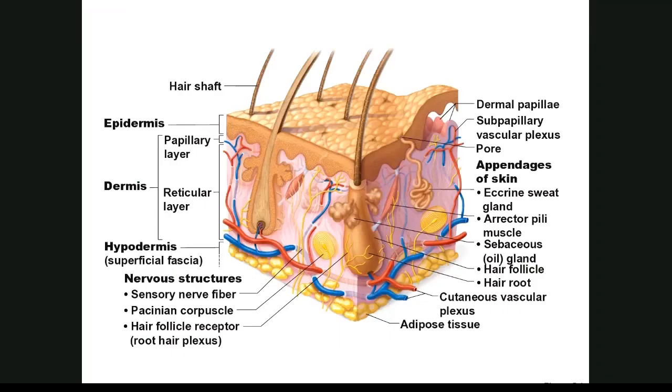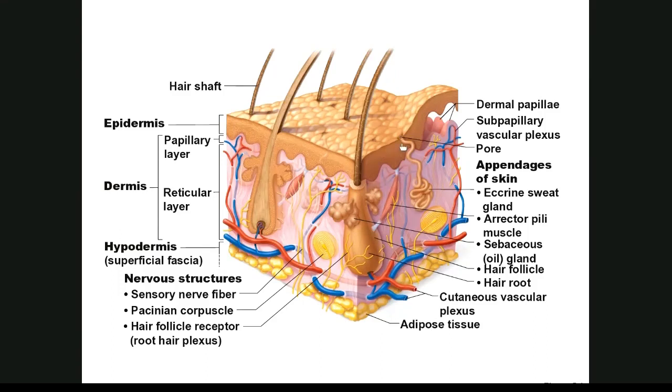Here's a basic picture of what a layer of skin would look like. This is the epidermis. You see, it's a very small section of the skin. This is the dermis, a much thicker section. It's divided into the thin little papillary layer and the thick reticular layer. And then the hypodermis is under here, and you just see a lot of adipose tissue.